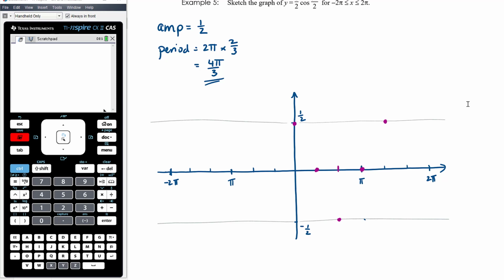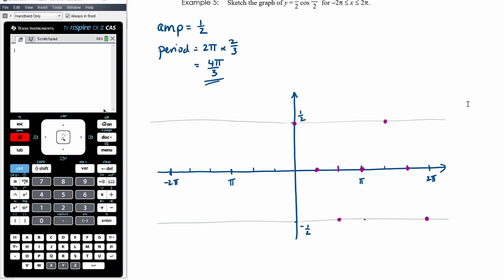Now we can just continue the pattern that we're seeing. So every pi on 3 I get to the next dot on my function. Okay, so let's continue on to the right. At the moment we're at the maximum. The next dot will be back in the center, and that will be a pi on 3 along from here. Another pi on 3 along from here will be down at the minimum.